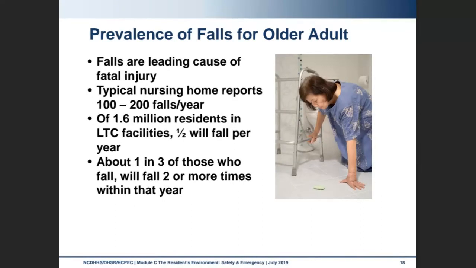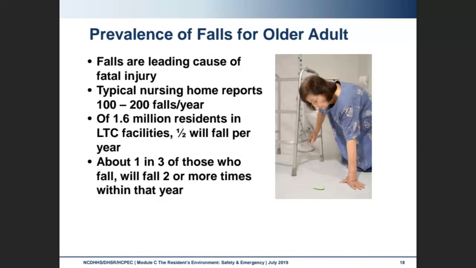Falls are the leading cause of fatal injury and the most common cause of non-fatal trauma or trauma-related hospital admissions among older adults. In 2015, the total cost of fall injuries was $50 billion. Medicare and Medicaid paid 75% of those costs. Each year, in a typical nursing home, they report 100 to 200 falls per year, and this is probably higher because not all falls are reported as they should be.